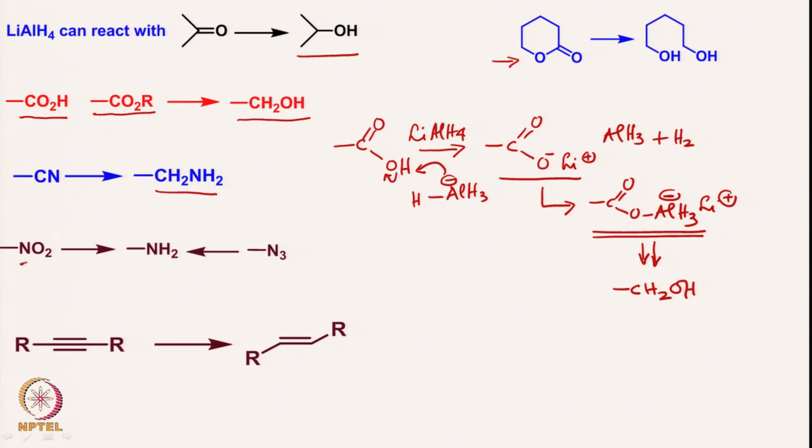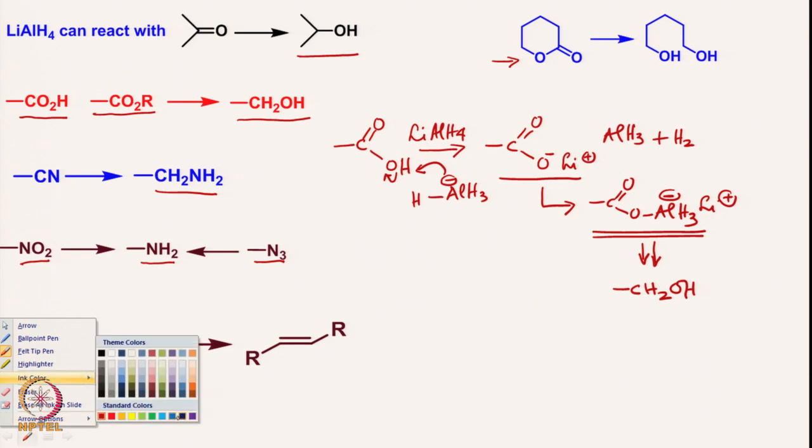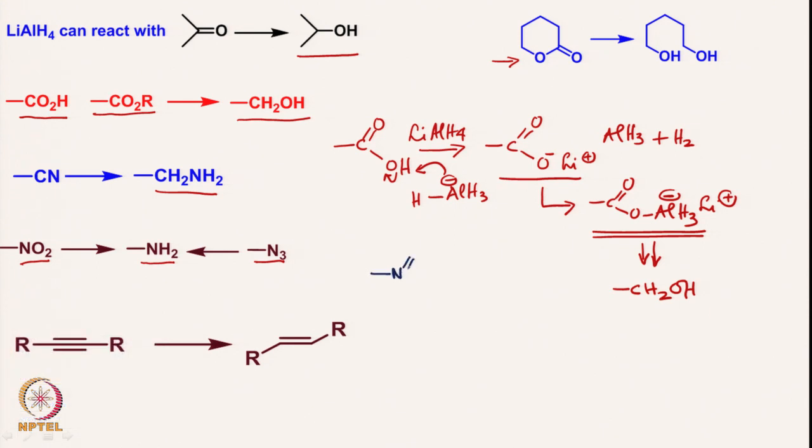Now we also have nitrile to the corresponding amine, and nitro can be converted to the amine, and of course azide can be converted to the amine too. So we have this nitro group which can react with the reducing agent, and essentially what we have is something like this here, and just the way we discussed above, it can first react with lithium plus to form this, and of course you have an AlH4 minus. Now this allows the reduction to begin, and then finally it leads to the corresponding amine here.